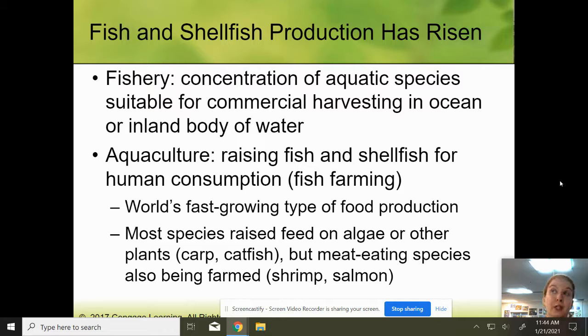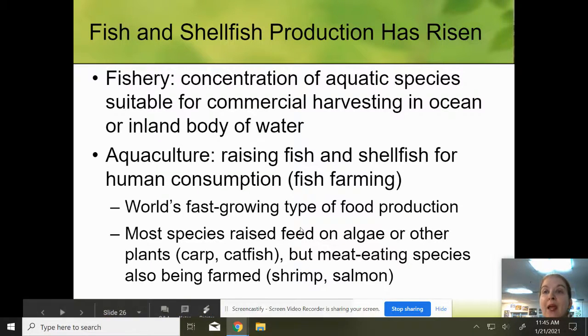Fish and shellfish production has risen as well. So a fishery is a concentration, we talked about this, of aquatic species suitable for commercial harvesting in ocean or inland bodies of water. We talked about last chapter how we're overfishing these areas. So we can have what's called aquaculture, which is fish farming. Raising fish and shellfish for human consumption. This is the world's fastest growing type of food production. Pretty much get a big giant swimming pool, throw a whole bunch of fish in it, done. Most species being raised feed on algae or other plants, like carp or catfish, but they do have some meat-eating species that are also being farmed. So just something to think about.